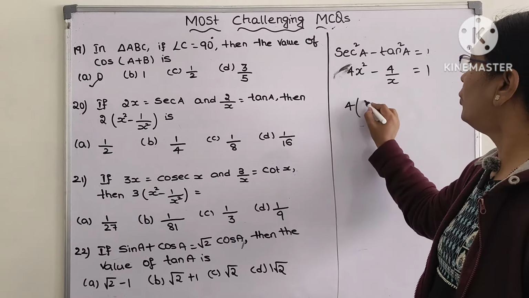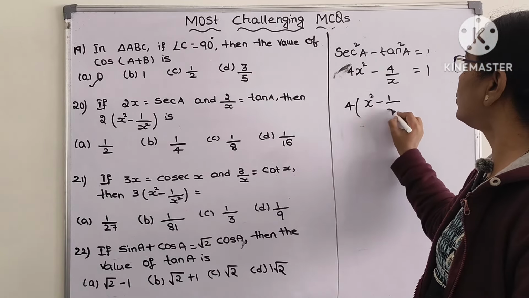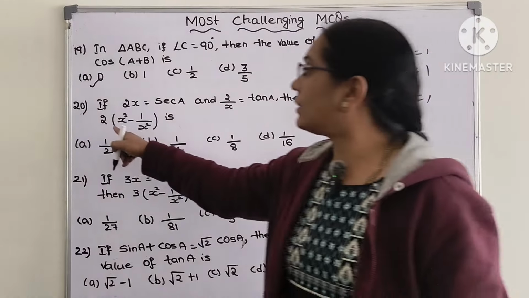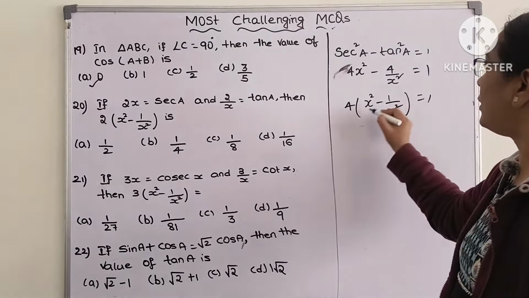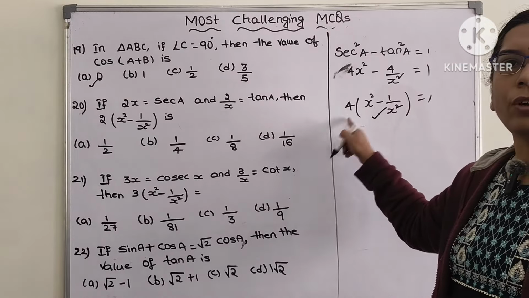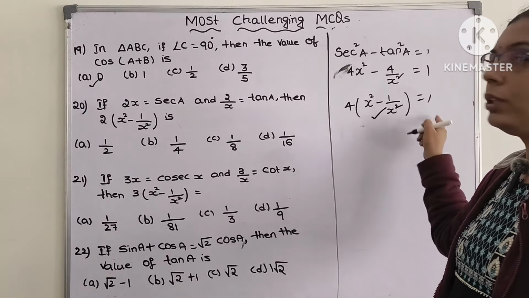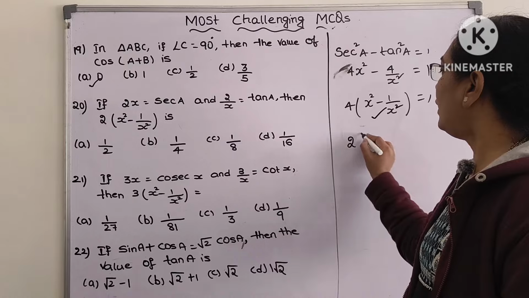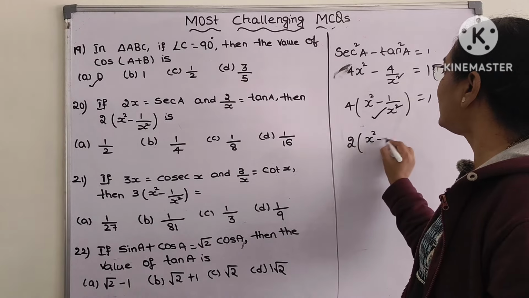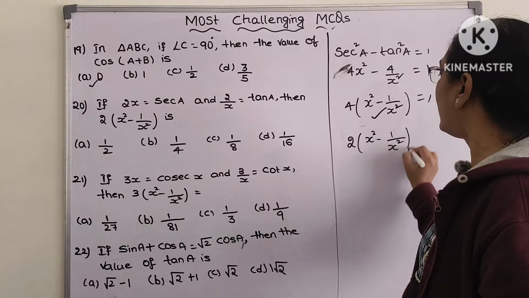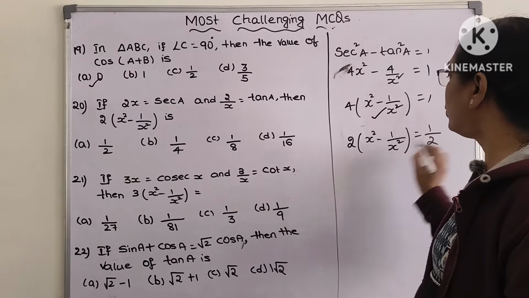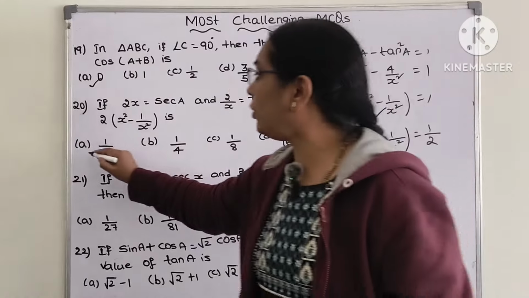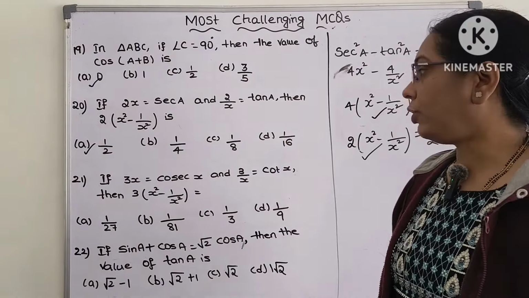Take 4 common, x square minus 1 by x square is equal to 1. What is it that they are asking? 2 into x square minus 1 by x square. We got this correct, but instead of 4 we need 2. So divide both LHS and RHS by 2. If I divide it by 2, I will get x square minus 1 by x square is equal to 1 by 2. So the value of this is 1 by 2. Where is 1 by 2? Option A. A is the correct option.